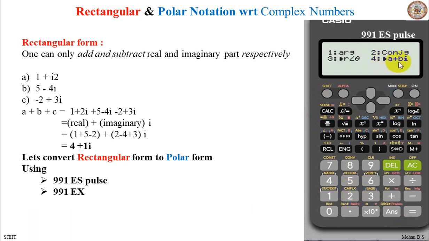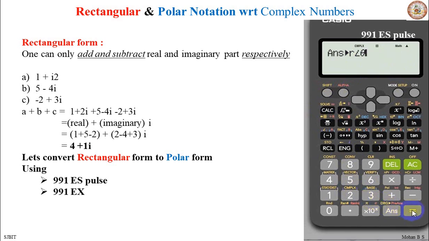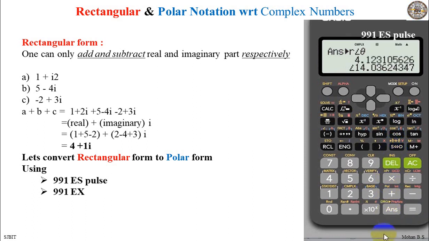Now we have typed in a plus bi, we want it as r at an angle theta, so click 3. When you press equal to, you get the answer in polar form. So 4.123 at an angle 14 is your answer.